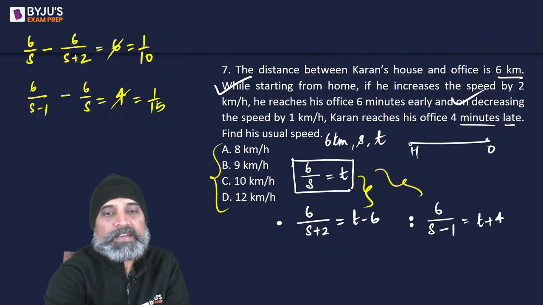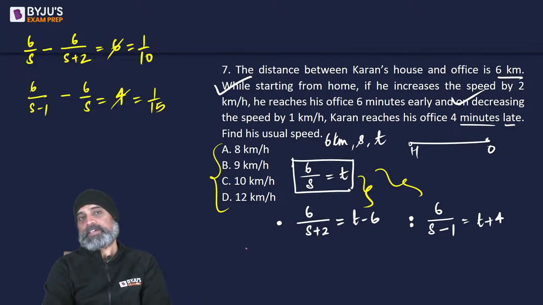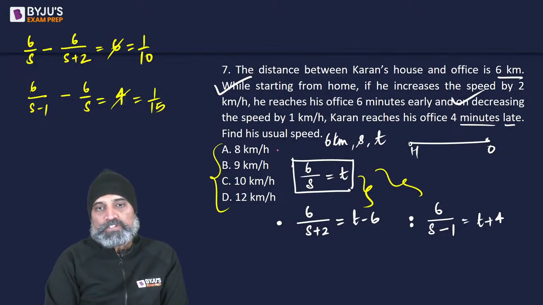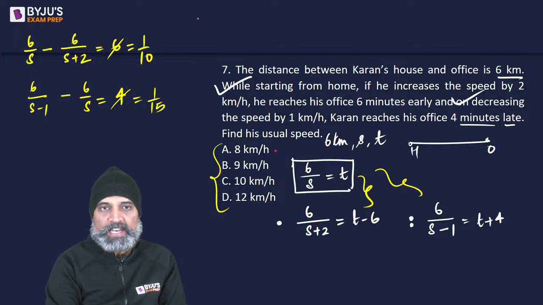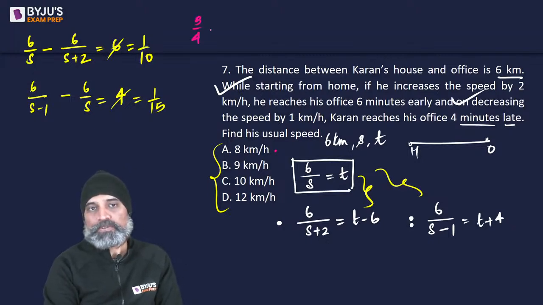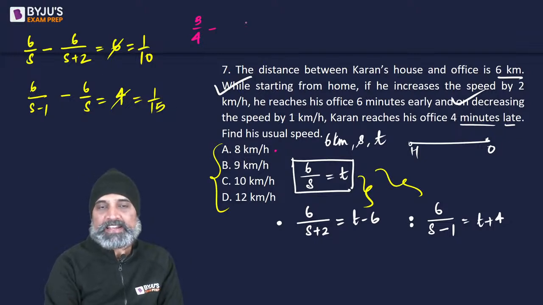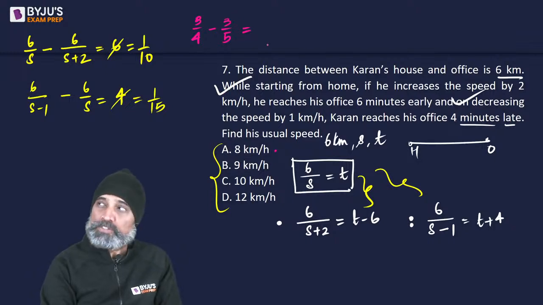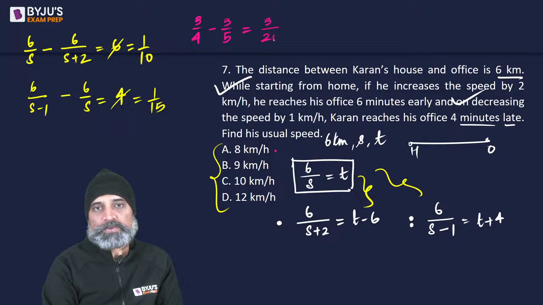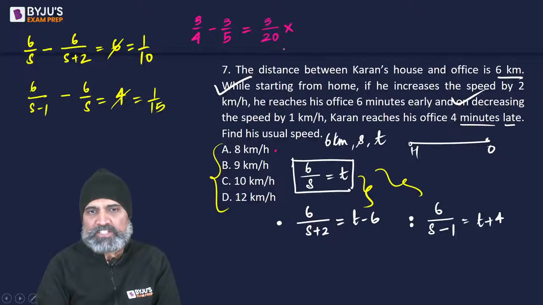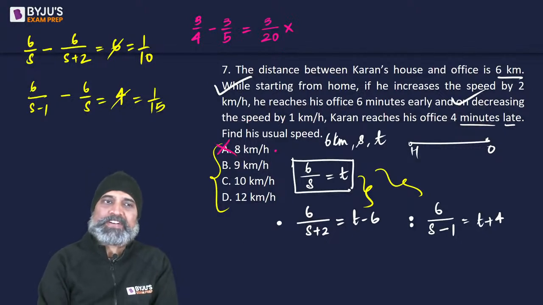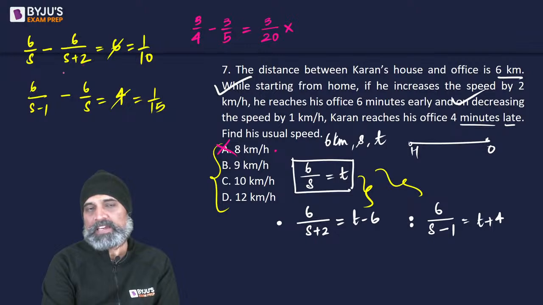Now what will we do? From here we will put in the values of S. Okay? So if I take the first option, 8, we will have 6 by 8, which is 3 by 4, minus 6 by 10, which is 3 by 5, which will become 15 minus 12 over 20, which is 3 by 20, which is not 1 by 10. The first one itself doesn't match, so why check the second. Okay, if I take 9, look, here 11 will come, right? S plus 2 is 9 plus 2, 11, so this is not working.